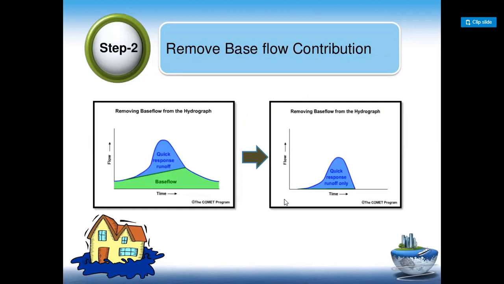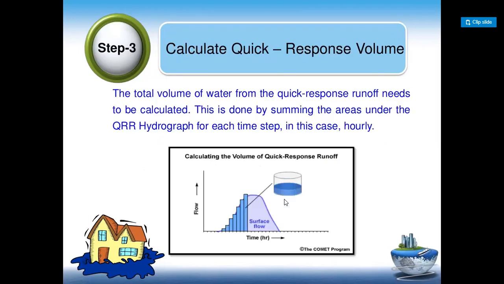Removing base flow from the hydrograph. Here, from base flow to quick response runoff only. Here, guys, the total volume of water from the quick response runoff needs to be calculated. This is done by summing the areas under the QRR hydrograph for each time step, in this case hourly.